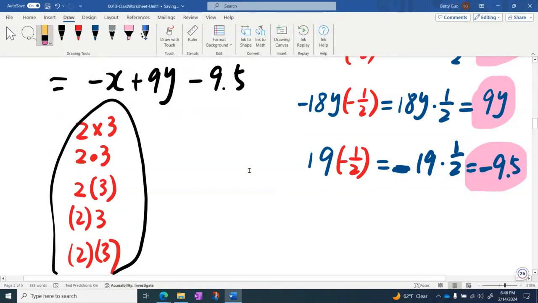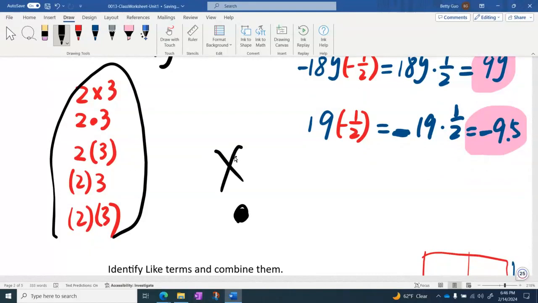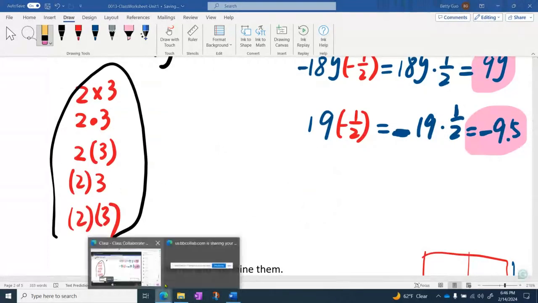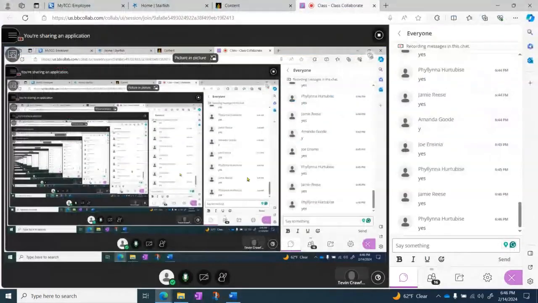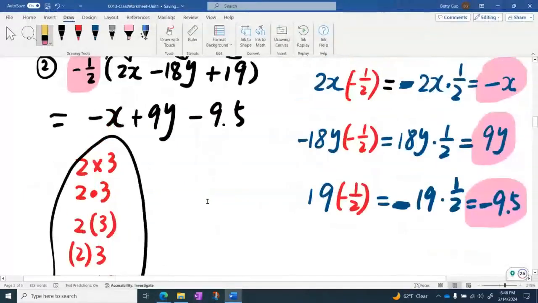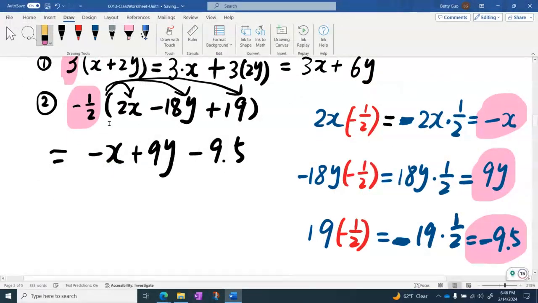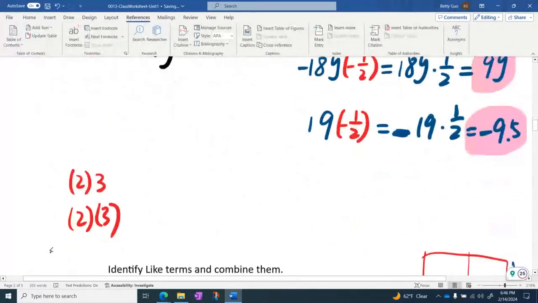We have multiple ways to express multiplication. Most of the time, we don't even use the multiplication symbol or the dot. We use parentheses. Are we good with that? Okay, very good. Thank you for your response. Now let's move to the next question. Let me erase that, and then we move to question number 3.